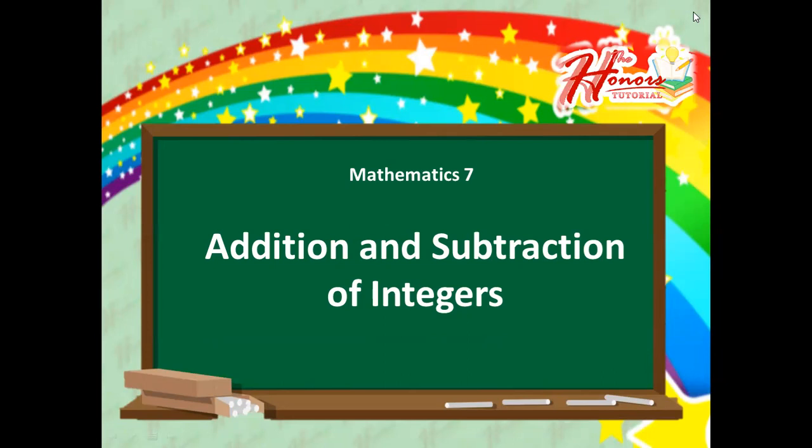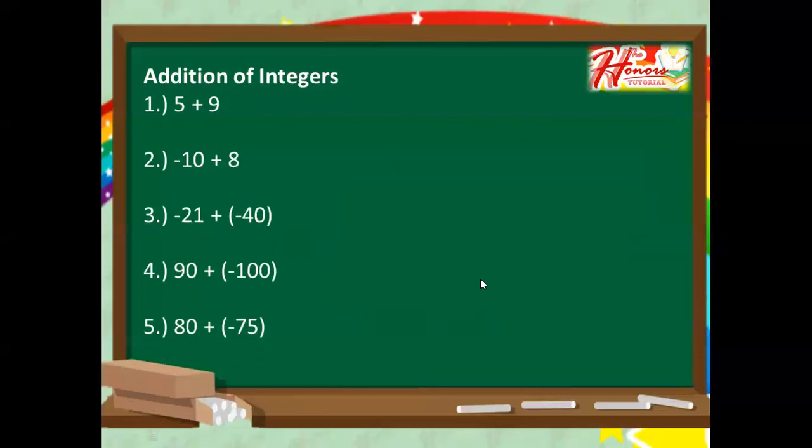Our topic for today is about addition and subtraction of integers. This is under Mathematics 7. Let us have our first example. So this is about addition of integers first. So we have to be aware of the signs that we have. So let's start with number 1 first.